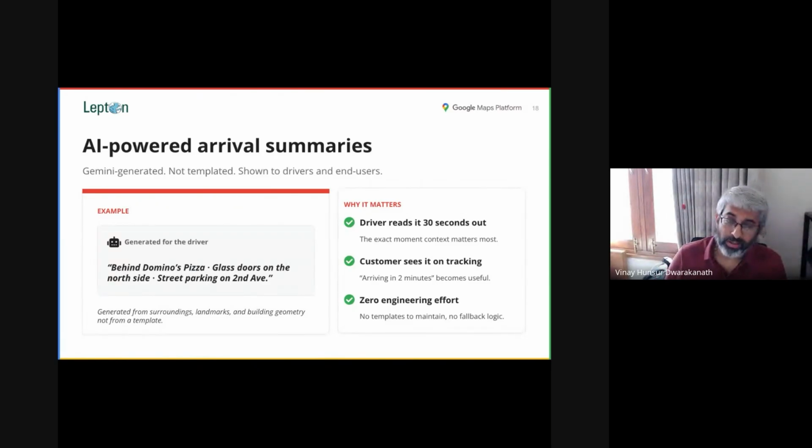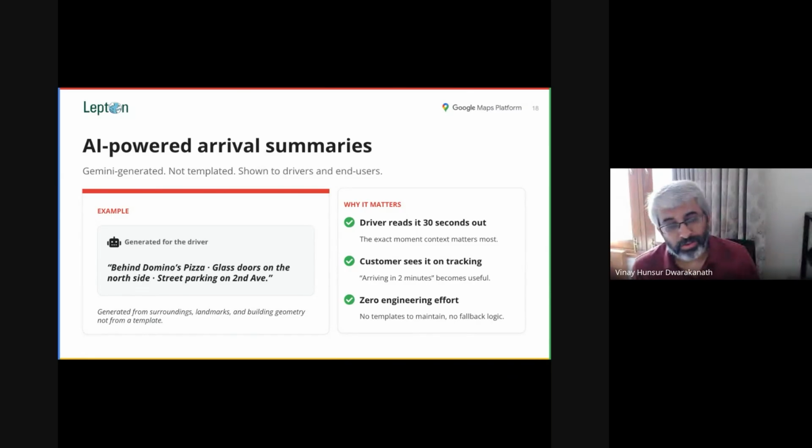And why does this matter? Because your driver reads this exactly 30 seconds before arriving, right? At the moment when context matters the most. He's not reading this when he's starting off, and it is not too late either, right? So exactly when he needs to be reading it, he reads it, he gets it. And your customer also sees this on the tracking screen, arriving in 2 minutes, right? It becomes actually useful, not just a countdown.